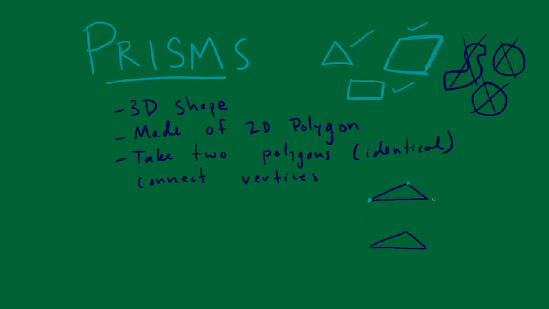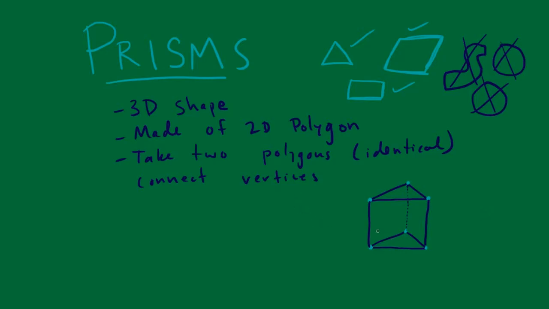If you don't remember, a vertex is one of these little corner pieces. Those little corners we like to call a vertex, and the plural is vertices. What we want to do is connect the corresponding vertices. So these are the vertices, and look at that. This is our prism.